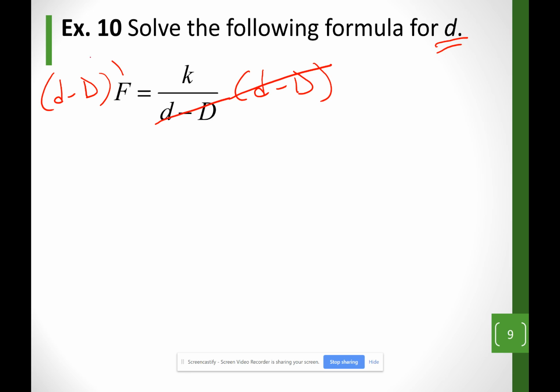So on the left side, make sure you distribute the f. So I have fd minus f big D is equal to k. Got rid of fractions and I have no parentheses.